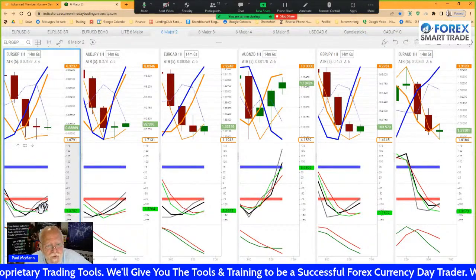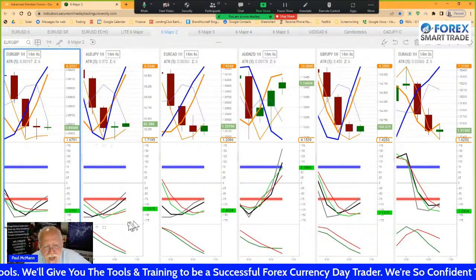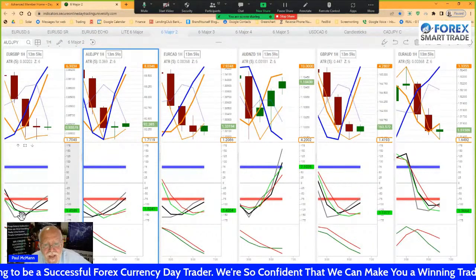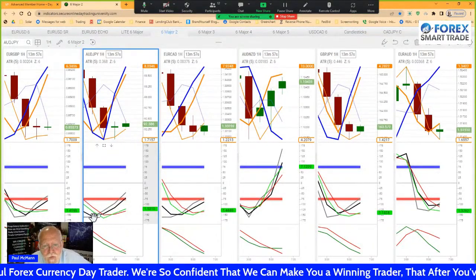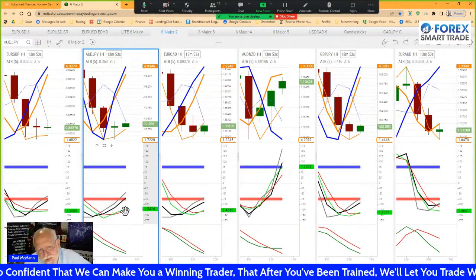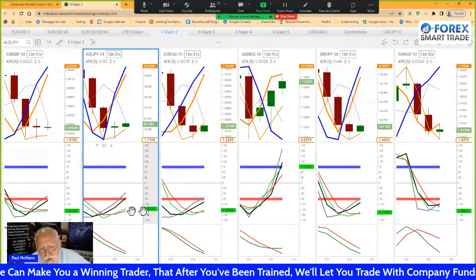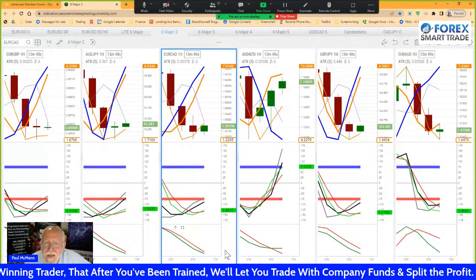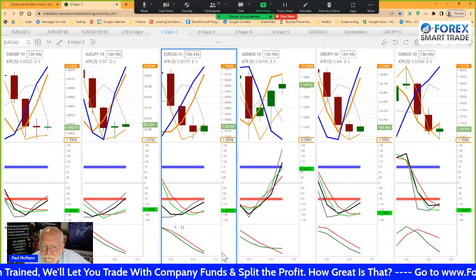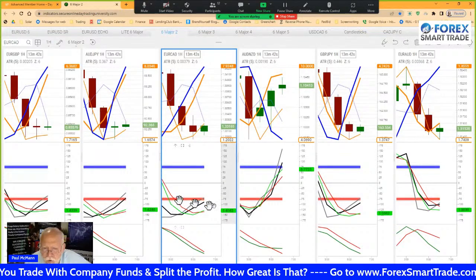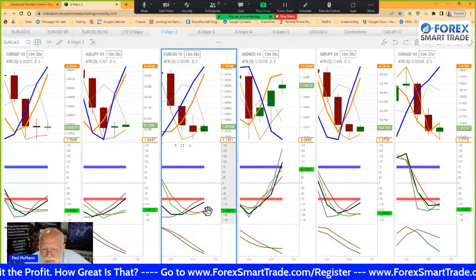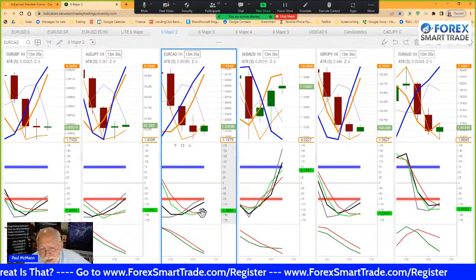Euro pound oversold, minors going up, majors sideways. Australian dollar yen oversold, minors going up, majors. This is more sideways than up for me, so I'm going to pass. Euro Canadian dollar oversold. This is sideways to me.